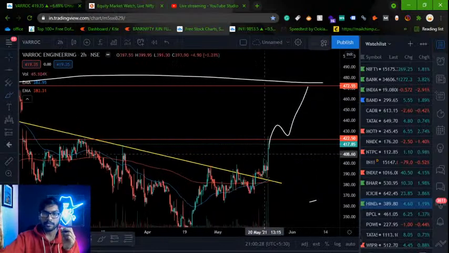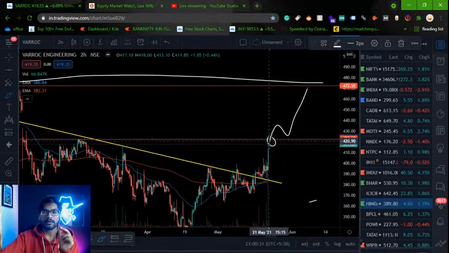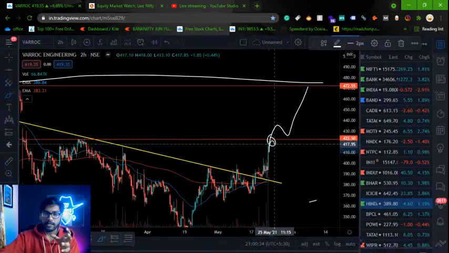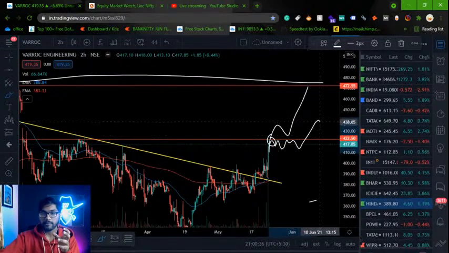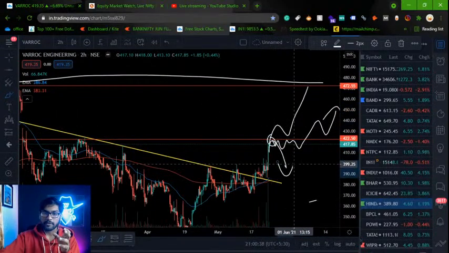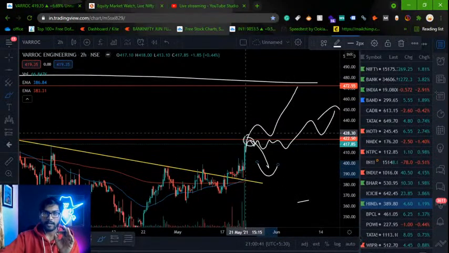But if it doesn't happen, and here for a while, let's say one day it consolidates, then we can expect the market to consolidate much lower and then give us a breakout. If not, it's going to fall from there. So this initially has to be your first target.